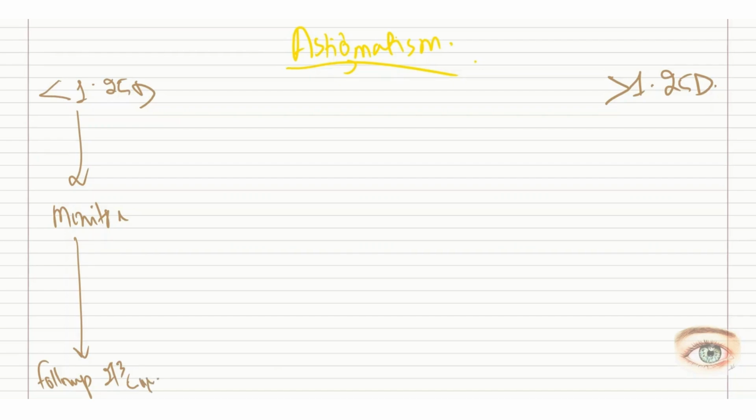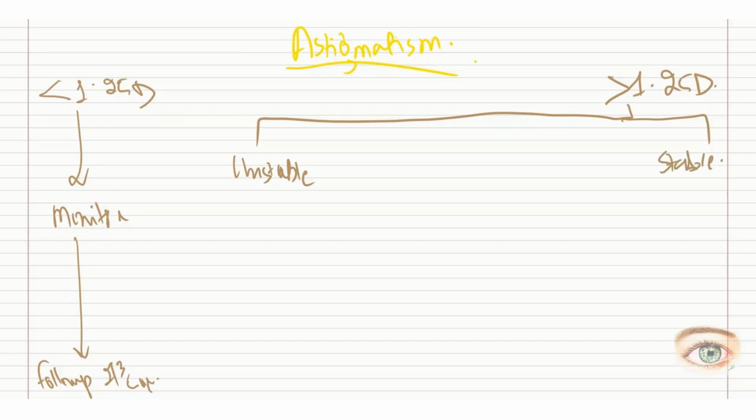Now, if the astigmatism is more than 1.25 diopters, you have to check if the astigmatism is stable or unstable. Usually, when a child is growing, the corneal curvature is also changing, as well as the lid tension, or with sleeping positions, there may be a temporarily induced astigmatism. So, you have to check on 3 visits of 1 month if the patient has a stable or unstable astigmatism.